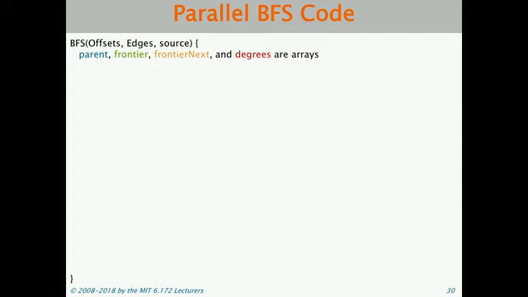OK, so here's the actual code. And here I'm going to initialize these 4 arrays. So the parent array, which is the same as before, I'm going to have an array called frontier, which stores the current frontier. And then I'm going to have an array called frontier next, which is a temporary array that I use to store the next frontier of the BFS. And then also have an array called degrees.